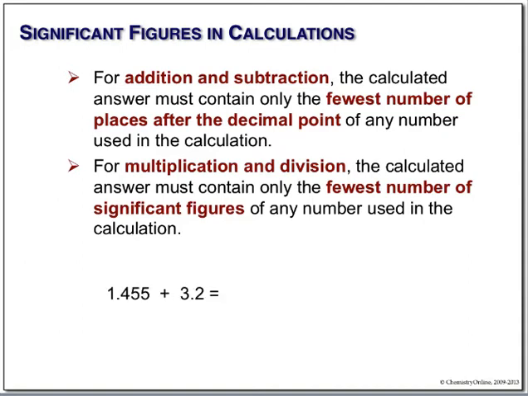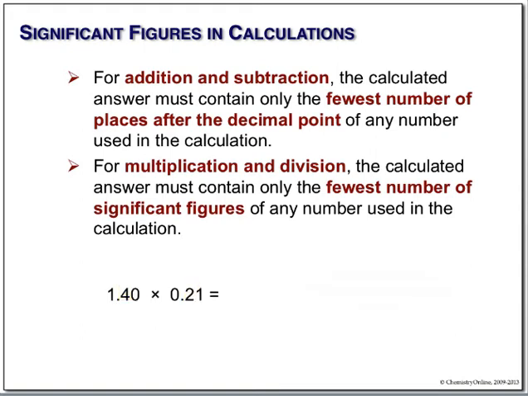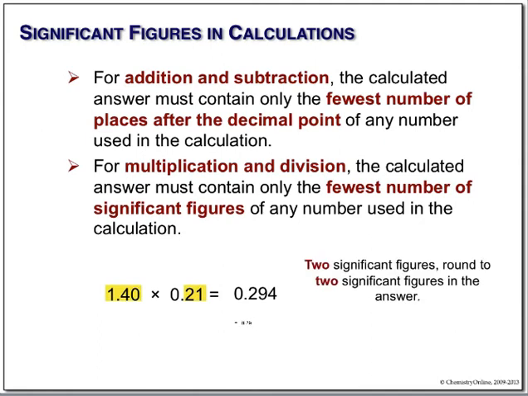So for example, if we have 1.455 and we're adding it to 3.2, we have 3 digits after our decimal point in our first number, but only 1 in our second. Therefore, we must round this answer to 4.7. Here we have 2 digits after the decimal point in both numbers. We only have 2 significant figures in our second number, but when we add these, we're left with 1.61, 2 digits after the decimal place, and a total of 3 significant figures. For multiplication here, we have 2 significant figures in our second number, 3 in our first. That's our calculator answer. We must round this to 2 significant figures.